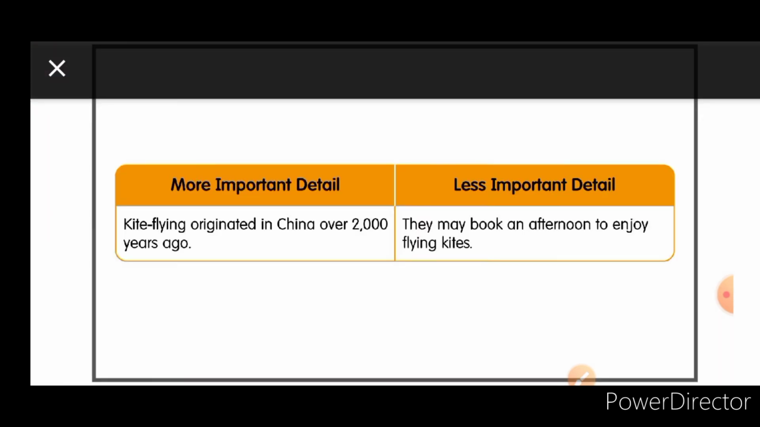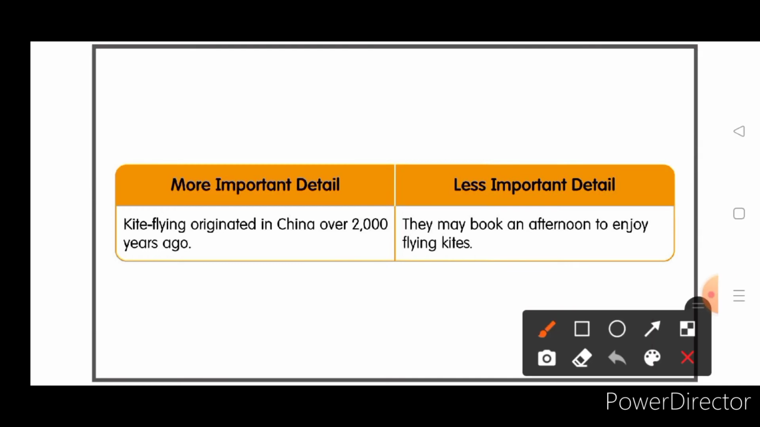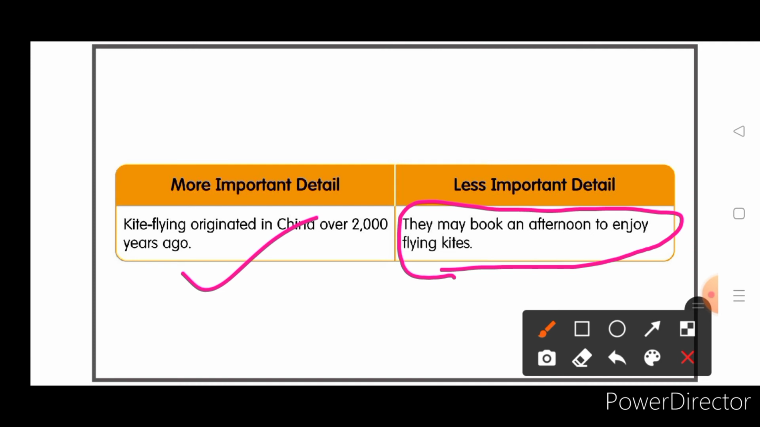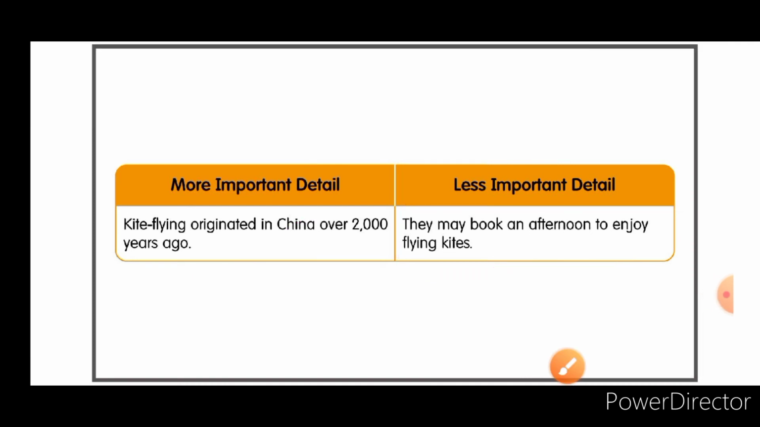Now here, if you see, the key detail is: kite flying originated in China over 2000 years ago. This is important. Whereas they may book an afternoon to enjoy the flying kite. This is not important. It varies from person to person, whereas this is only one. Okay, so this is the key detail.